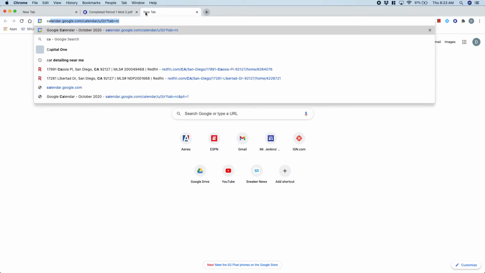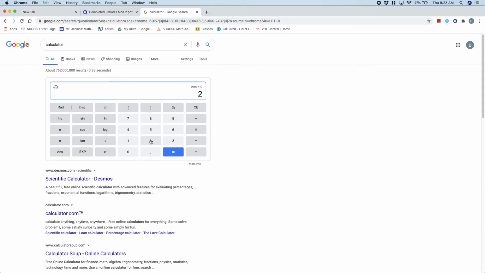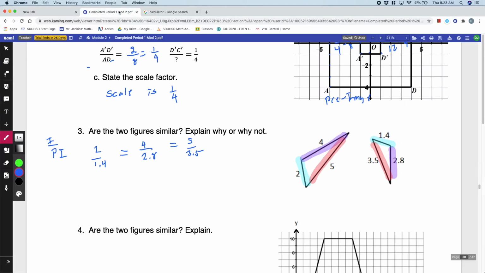We're just going to bring up a little web browser here. So if I did 2 divided by 1.4, that would give me 1.42. Okay, so we got 1.42. Actually, you know what? I don't like using calculators, you know me. If I multiply all these by 10, this would give me 20 over 14. This would give me 40 over 28, and this would give me 50 over 35.